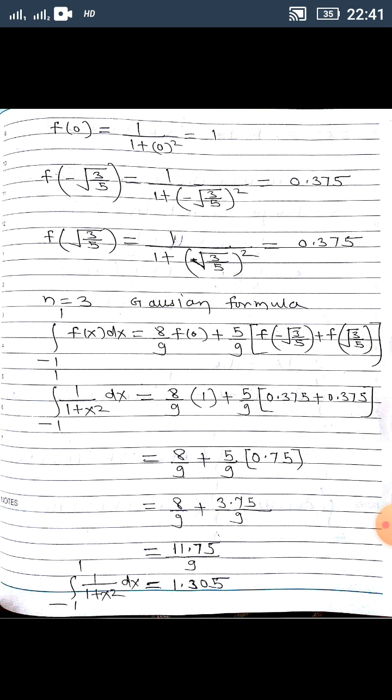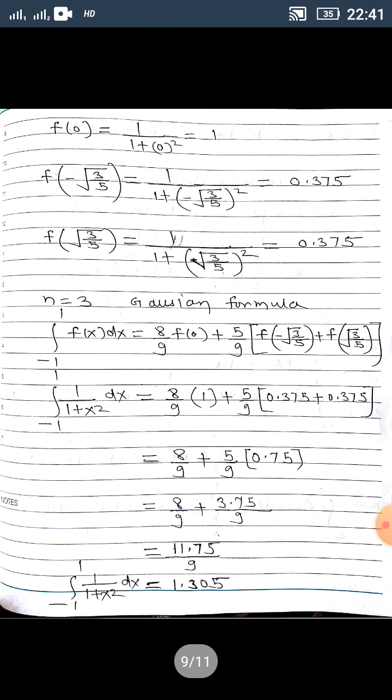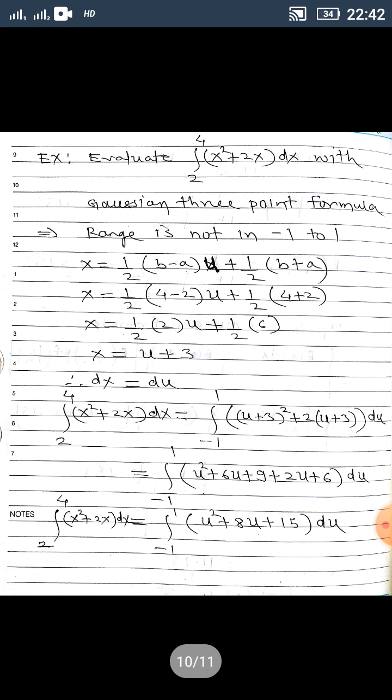We just have to calculate the function's values: f of -1 by root 3 plus f of 1 by root 3 for the 2 point formula, and f of 0, f of minus root 3 by 5 and f of root 3 by 5 for the 3 point formula. So the range is -1 to 1. Otherwise, if the range is not -1 to 1, let me see the next example.